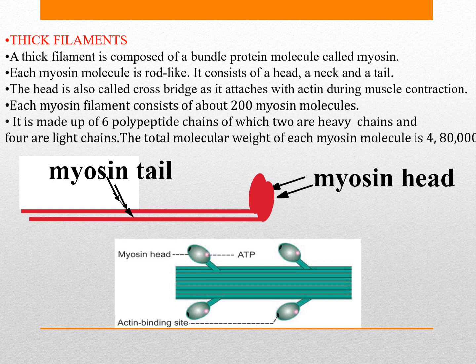The total molecular weight of each myosin molecule is 4,80,000. This is the structure of myosin. It looks like a golf stick. This is the head portion. This is the tail region. This is the myosin filament. There are 200 myosin molecules present in this thick filament.